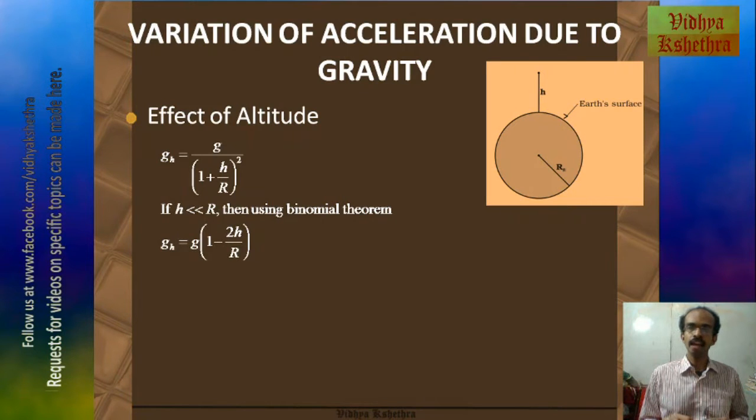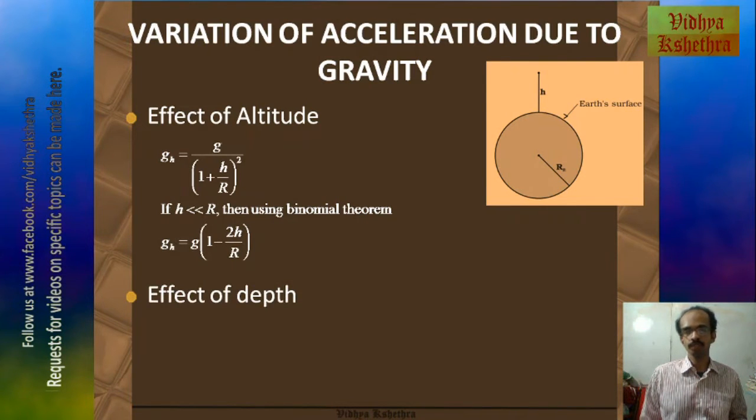If the height h is very small compared to the radius of the Earth, then using the binomial theorem, we can get this equation, that is g_h is equal to g into (1 minus 2h by R), where R is the radius of the Earth and g is the acceleration due to gravity. The acceleration due to gravity, as found out by experiments, is almost equal to 9.8 meters per second squared on the Earth.